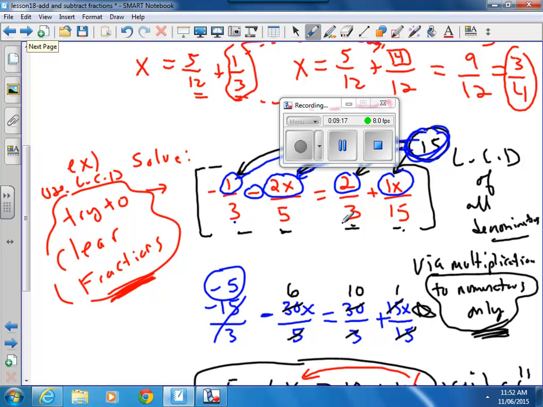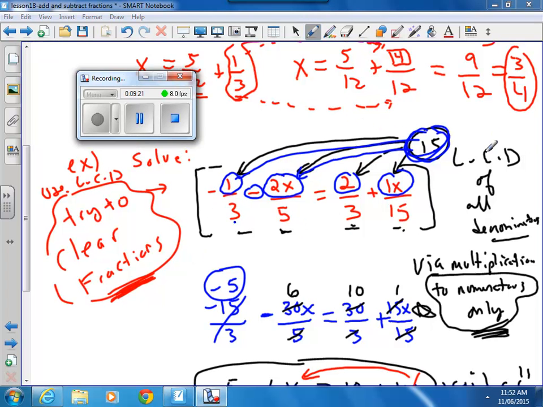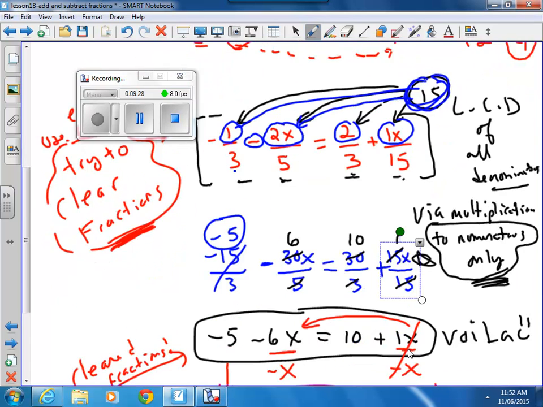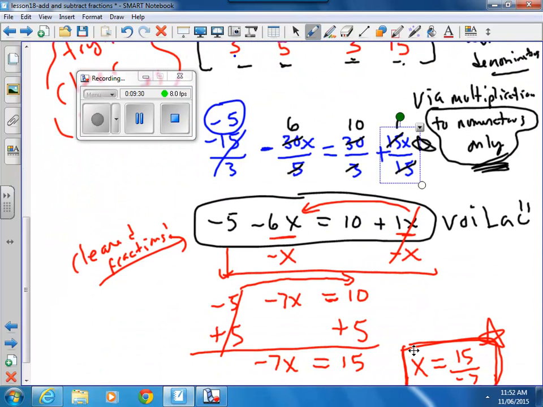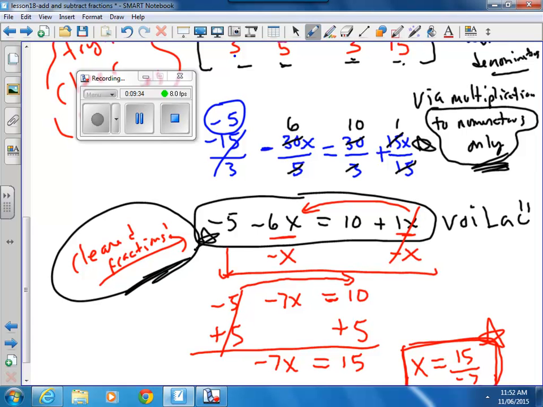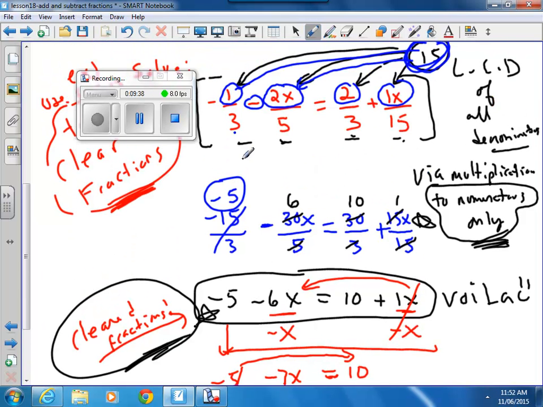So do encourage you to try to work that technique that I just told you about, sending the LCD through to all the numerators and clearing the fractions out as we did. And the big thing is we ended up right here with an equation that didn't have any fractions in it anymore. Okay? Maybe you want to hit pause and return to that equation and see if you can do it on your own. Okay, good luck out there.